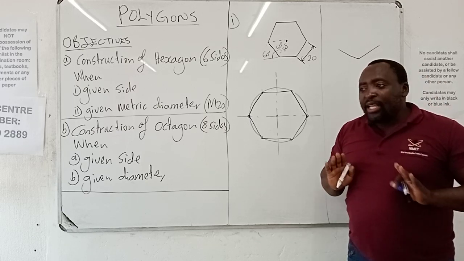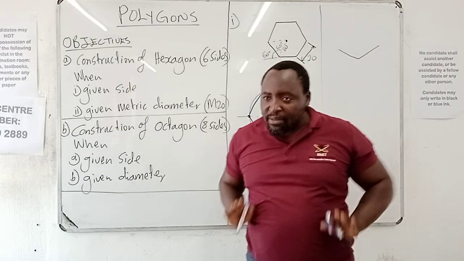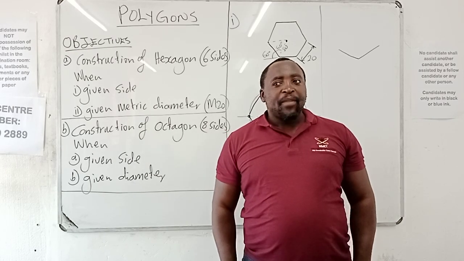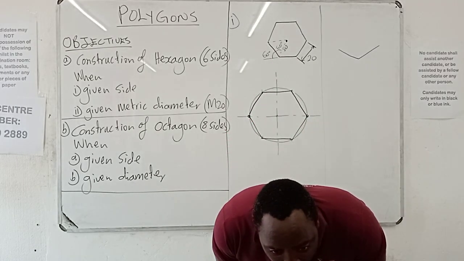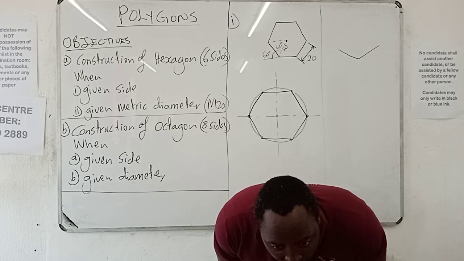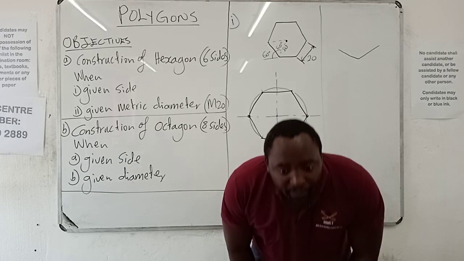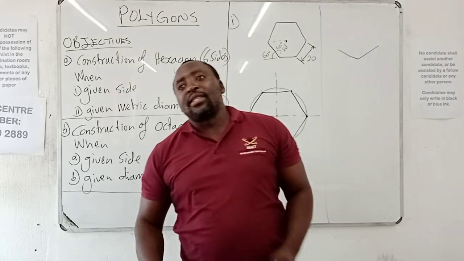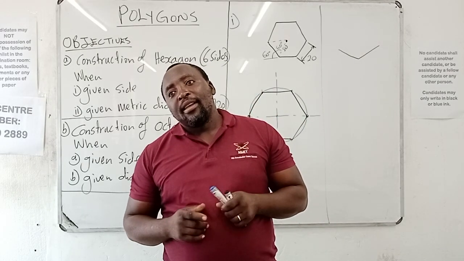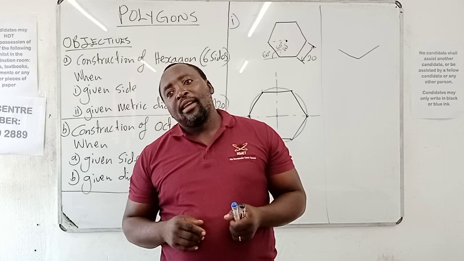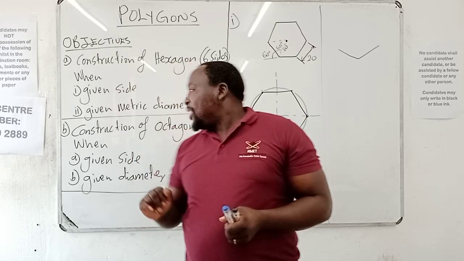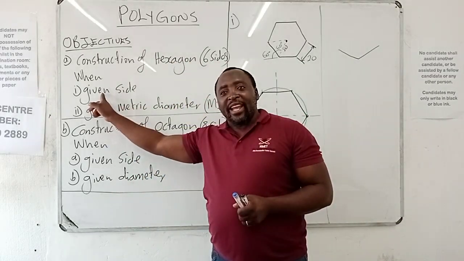Is there any question you'd want to ask me? Feel free. I will not bite you. Is there any question there? Yes, sir. So I wanted to ask, in terms of drawing the hexagon, when do I draw the line outside of the circle and inside of the circle?